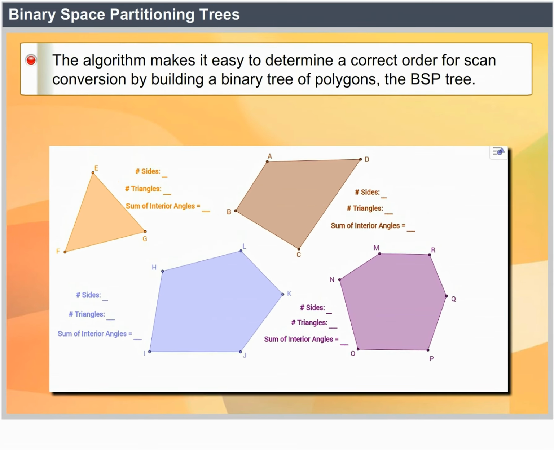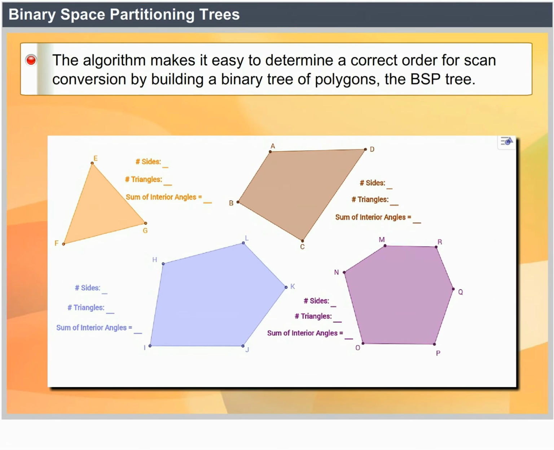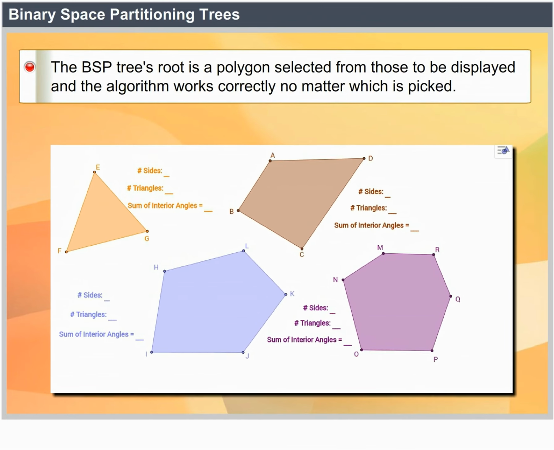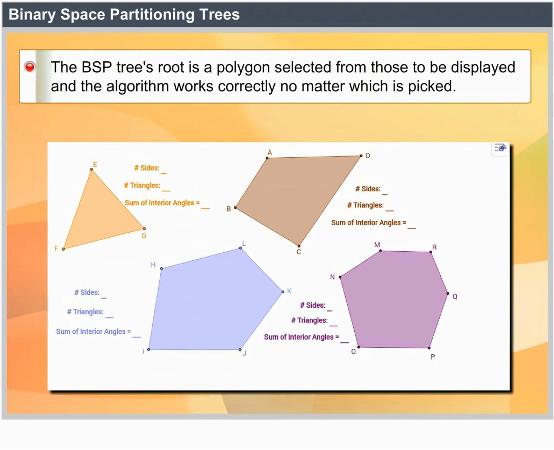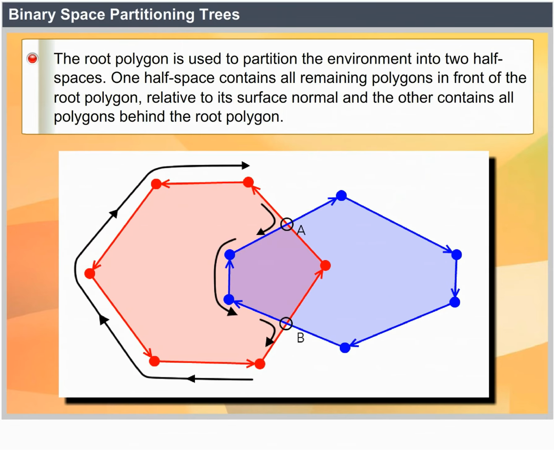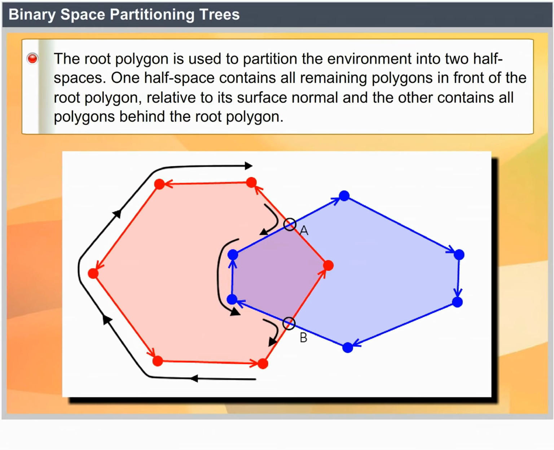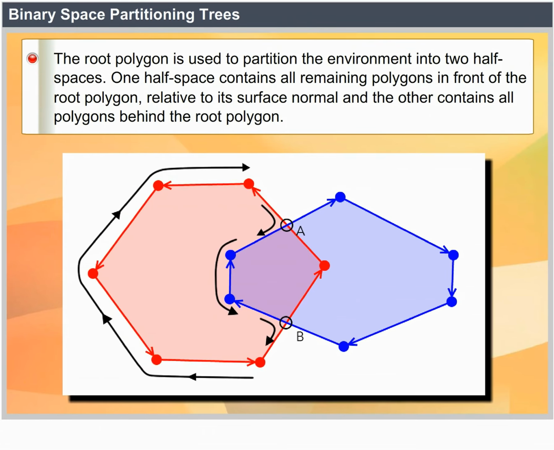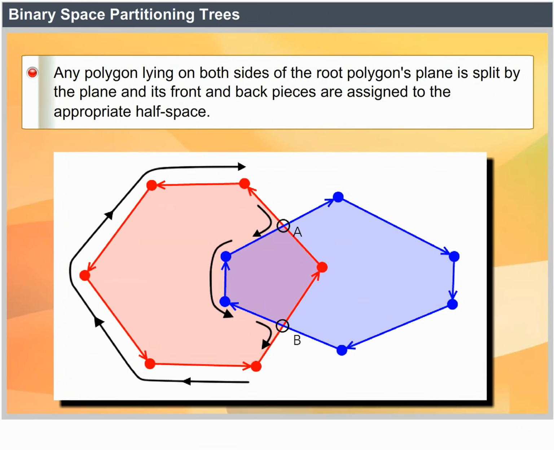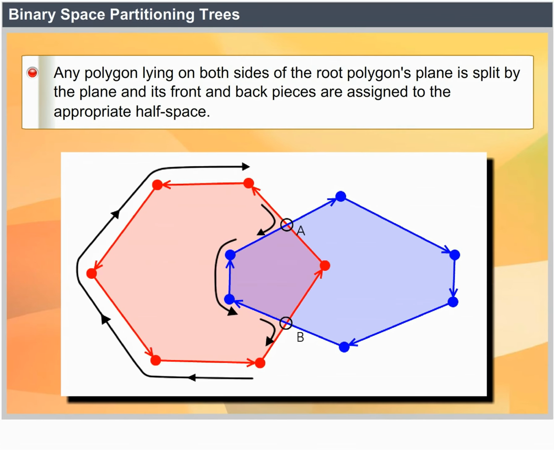The algorithm makes it easy to determine a correct order for scan conversion by building a binary tree of polygons, the BSP tree. The BSP tree's root is a polygon selected from those to be displayed. The algorithm works correctly no matter which is picked. The root polygon is used to partition the environment into two half spaces. One half space contains all remaining polygons in front of the root polygon, relative to its surface normal. The other contains all polygons behind the root polygon. Any polygon lying on both sides of the root polygon's plane is split by the plane and its front and back pieces are assigned to the appropriate half space.